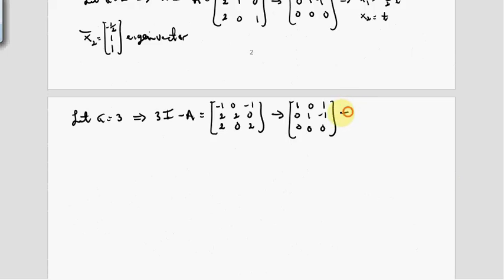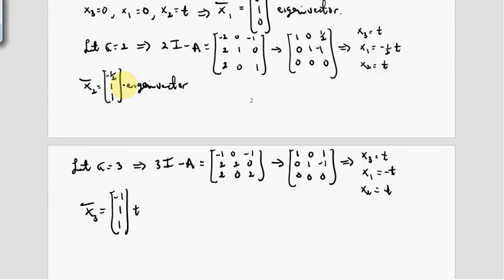And this implies x sub 3 is t, x sub 1 is negative t, x sub 2 is equal to 1 times t. So x sub 3 hat, its eigenvector, is x sub 1 is negative 1, x sub 2 is 1, x sub 3 is 1. It's times t, but just look at the numbers there.